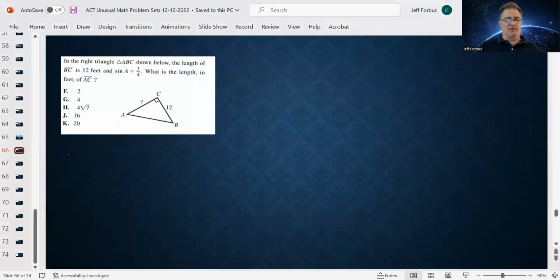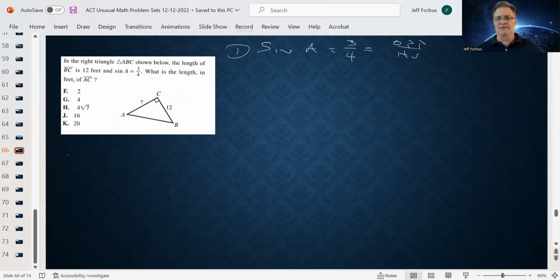The first question we come across is this one. And it says in the right triangle, triangle ABC, the length of BC is 12 feet and the sine of A is equal to 3/4. What is the length in feet of AC? So they give us a clue here by giving us the formula, the sine of A is equal to 3/4. Now remember, the formula for the sine is the opposite over the hypotenuse.